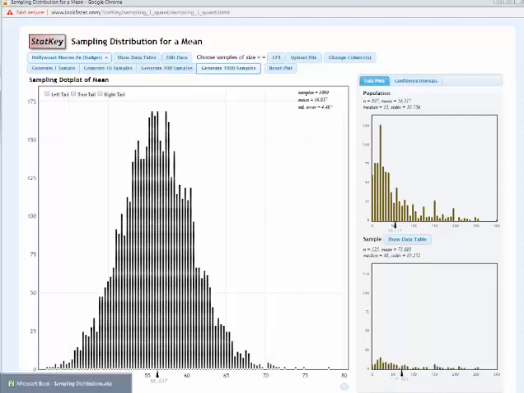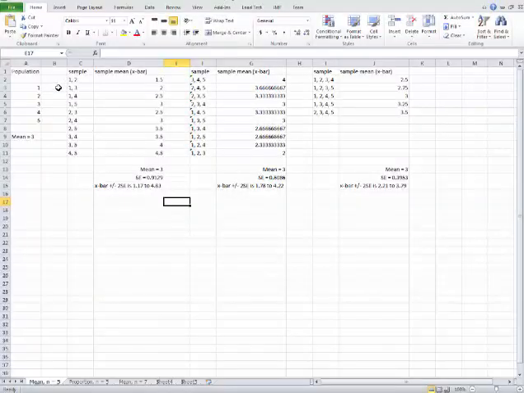Like we saw back when I had a population of 5 numbers, 1, 2, 3, 4, 5. They have a mean of 3. If we take all possible samples of 2 out of those 5, and we find the average of all their sample means, it ends up being 3. If we take all possible samples of 3, take the sample means, the mean of those means is 3. Samples of size 4, the mean of those means is 3.